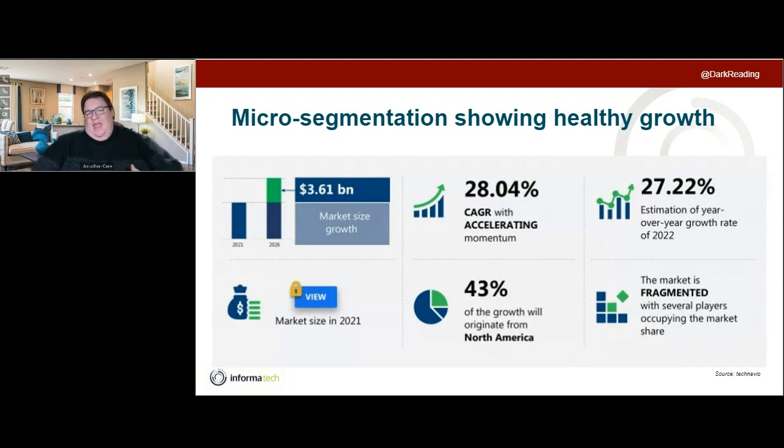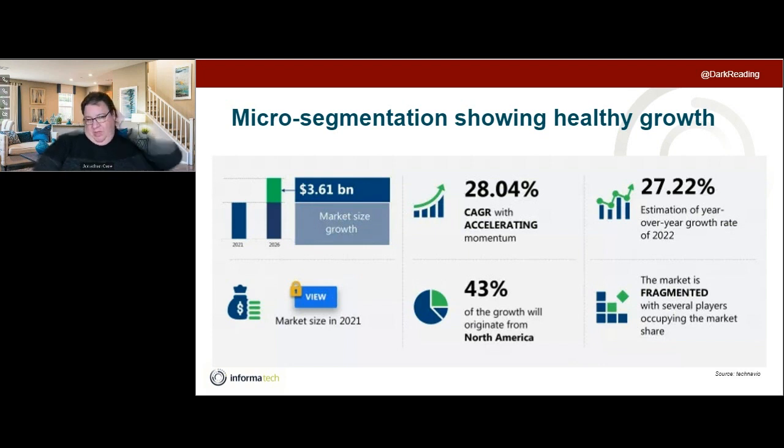We're seeing just over 20.04% CAGR, and that momentum is accelerating as more organizations are adopting this technology. We would expect that the 27.2% year-over-year growth rate, which we saw in 22, will continue and indeed will accelerate.